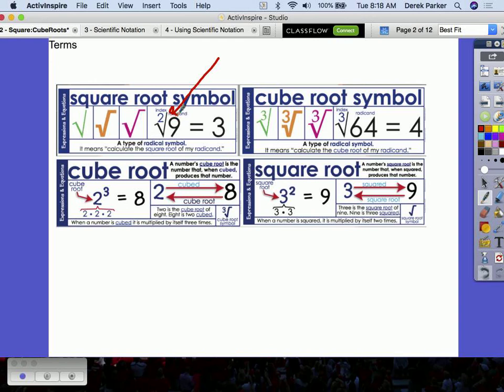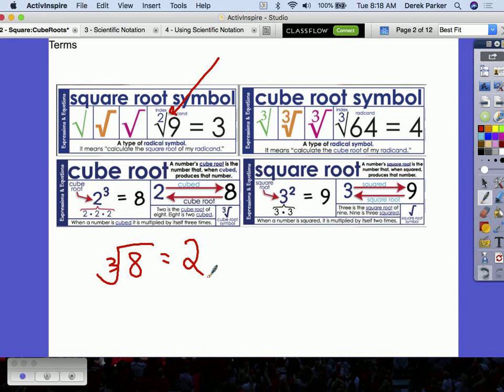Now, a cube root is the number that when cubed produces that number. For example, 2 to the third power is 2 times 2 times 2. So the cube root of 8, you're trying to look for the number multiplied by itself 3 times that'll give you 8. In this case, it's 2.